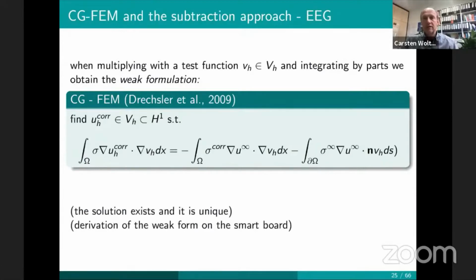So the solution can be proven to exist and to be unique using Lax-Milgram and such constructs. Yeah, okay, so Maria Carla derived the weak form on the smartboard. I will not do that here.